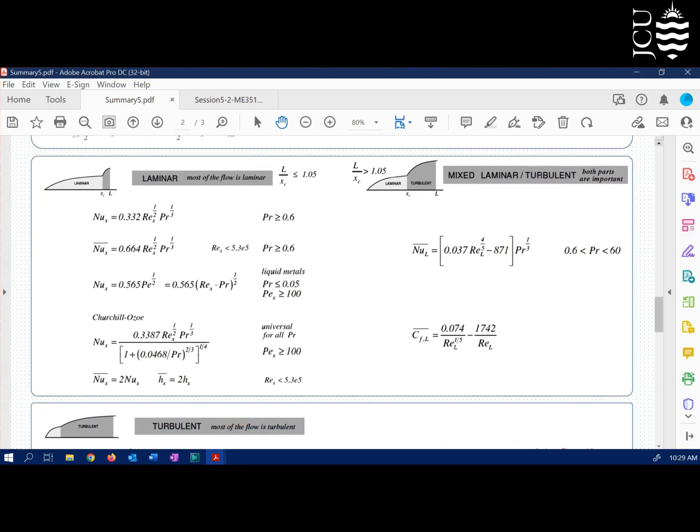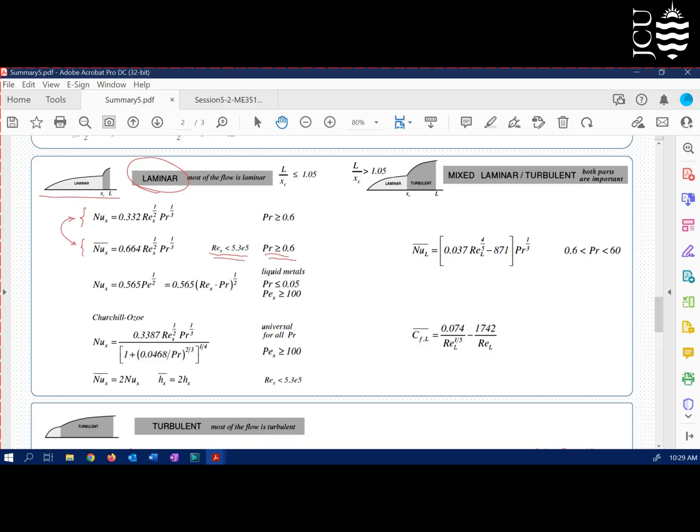Here, in this section, I gave you more detailed formulas for the Nusselt number. So this is the local Nusselt number formula, and this is the average Nusselt number formula when it's laminar flow over a flat surface. And you can see the conditions for using these formulas. The Prandtl number must be larger than 0.6, and the Reynolds number must be less than 5 times 10 to the power 5, which means it's laminar flow. And as you can compare these, you can see the average Nusselt number is twice the local Nusselt number.